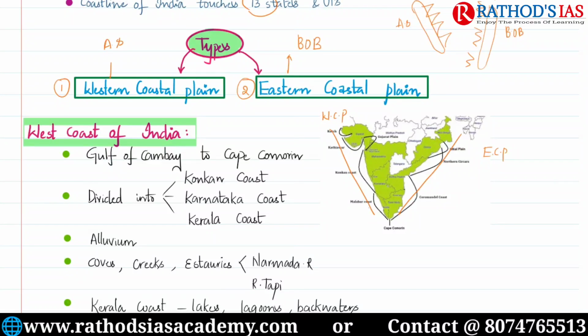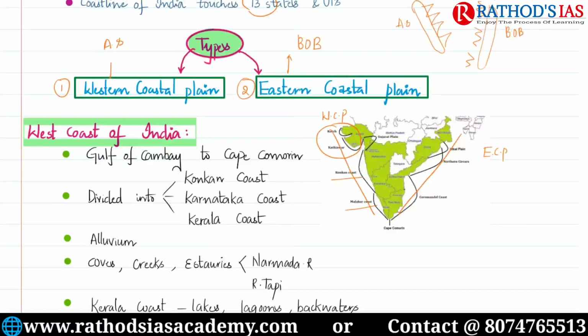So now let us see about this west coastal plain. Here you can see the different important features, and even this western coastal plain is divided into four types. First one is Kathiawar or Kutch, second one is Konkan, next one is Karnataka coast, and next one is Malabar coast or Kerala coast. So in this way we are dividing for our convenience.